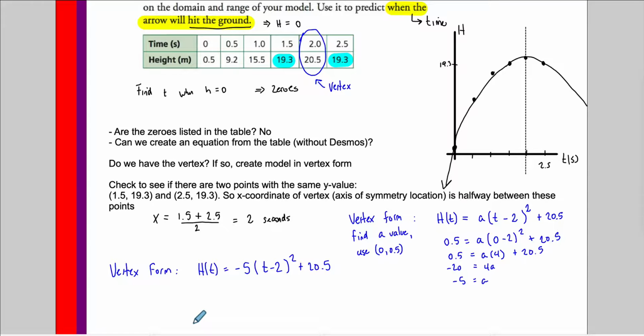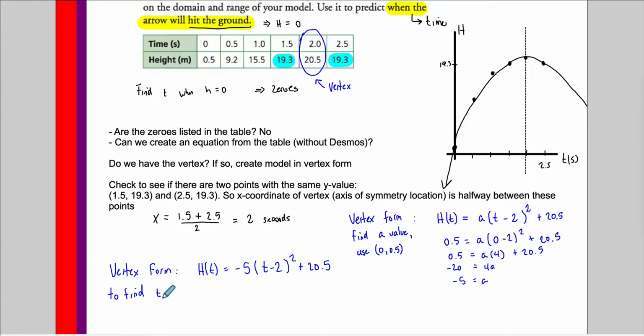Now we've done an example of expanding and factoring, or expanding and using the quadratic formula. That's normally what we've done. Here I'm going to use the other option, and I'm going to just solve for t. Okay, so if I want to find the zeros, in other words, if I want to find out when the arrow will hit the ground, I know that means I have to find the time when the height is equal to 0.